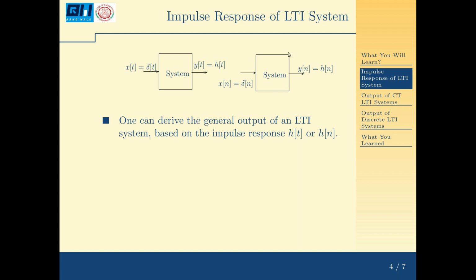Now I have a discrete time system to which the input is x[n] and the output is y[n]. If this x[n] is replaced by delta[n], the output will be h[n]. One can derive the general output. So here h[n] is the output of the system for the input delta[n]. So what if a general input x[n] or x(t) is given? Let us derive that.